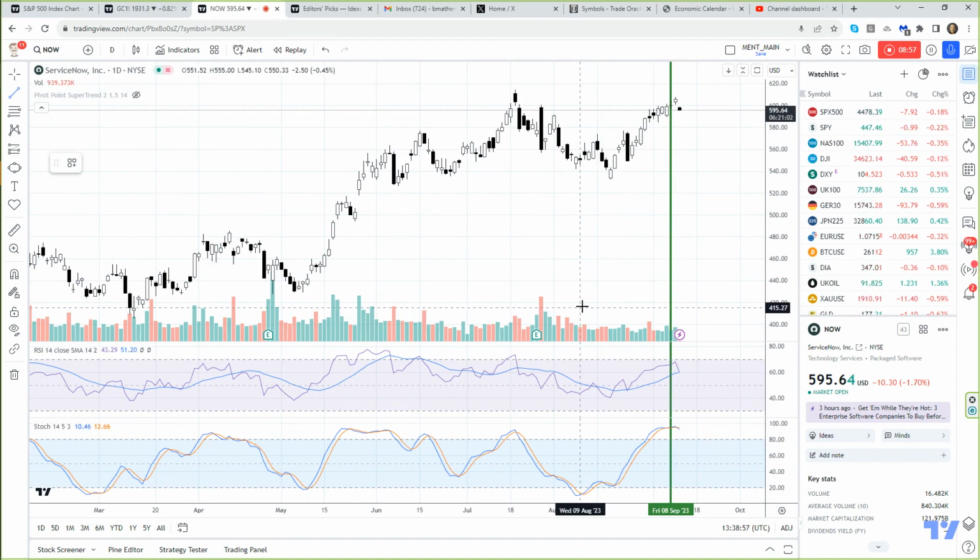Okay, pretty solid uptrend. NOW is ServiceNow. It's trading at $500. So, it's a high price stock. Because it's trading up in this area, it's going to have some pretty good volatility, 20, 30, $40 probably per trend. And we're going to look at the channeling.